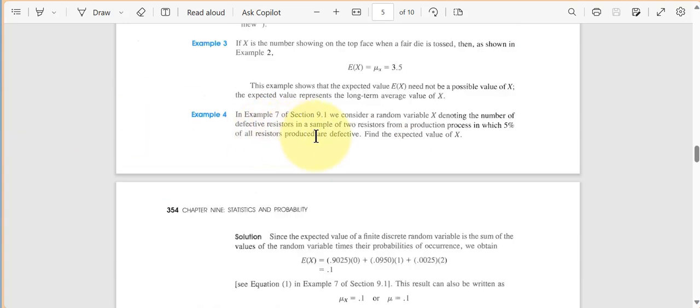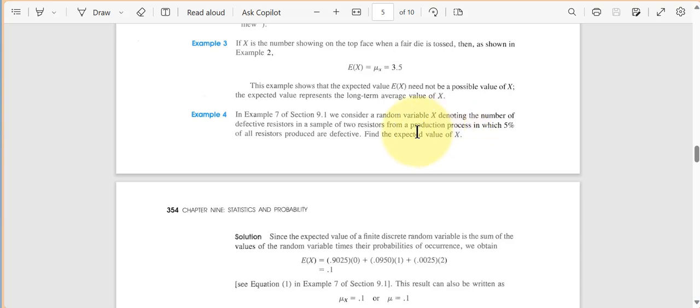Okay, so here is example 7 of the first section. So you can go back and check this. They're saying, suppose that we have a random variable x denoting the number of defective resistors in a sample of 2 resistors from a production process in which 5% of all the resistors are defective. Find the expected value of x. So we need to think about what the possible values are for x and their probabilities.